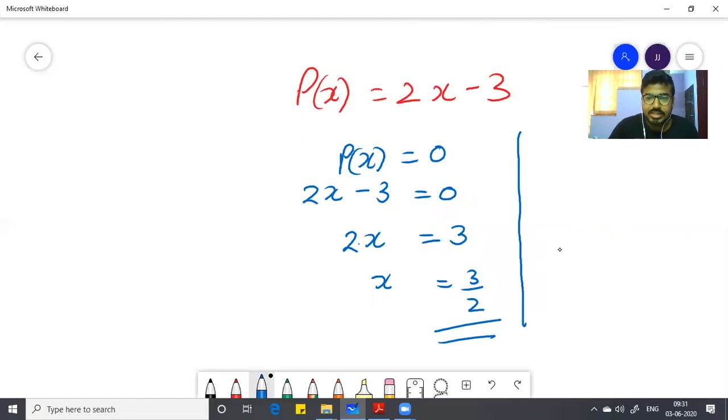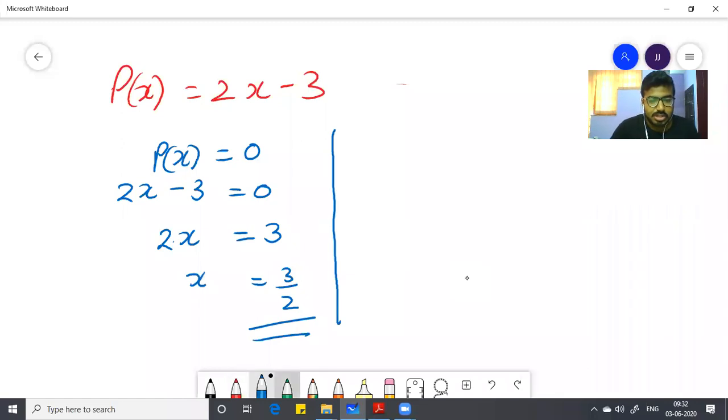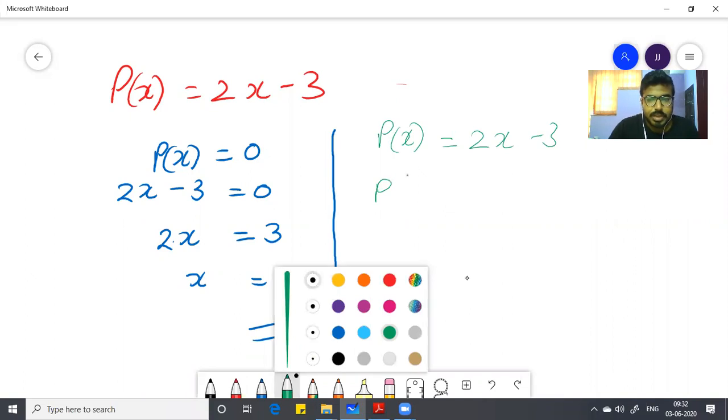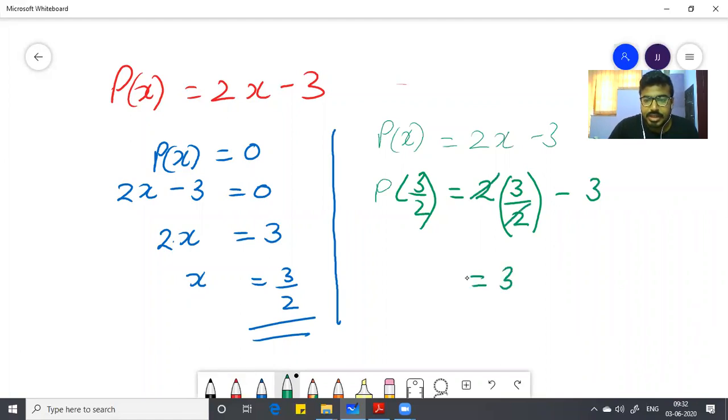If you want to verify this, अगर आपका ये आंसर राइट है कि रॉन्ग है, you can also verify it. आपका पता है कि p of x 2x minus 3 है। आपको 0 3/2 मिला है। सो यहाँ पर 2 इंटू एक्स के जगह 3/2 वैल्यू दूंगा, सो 2 into 3/2 minus 3। अभी ये 2 और ये 2 कैंसिल हो जाएगा, बचा 3 minus 3 equal to 0.